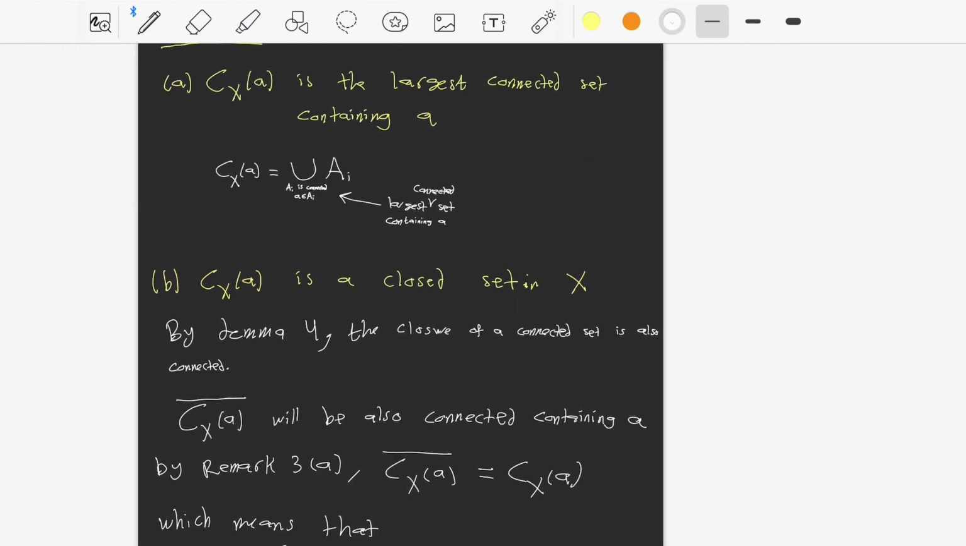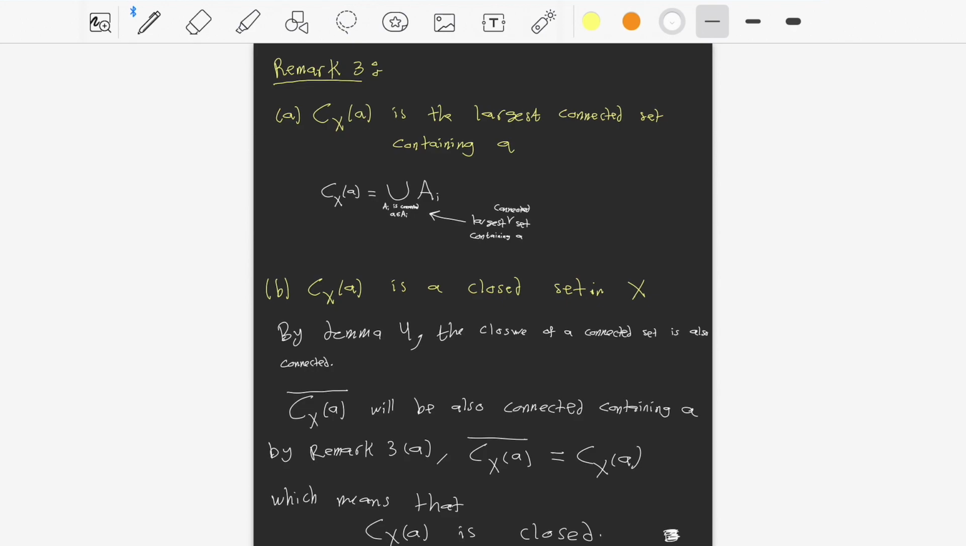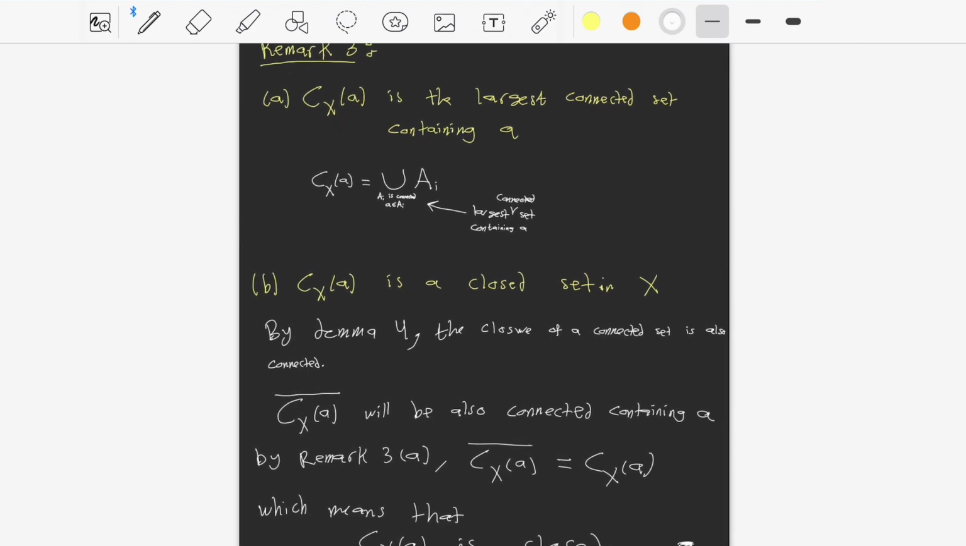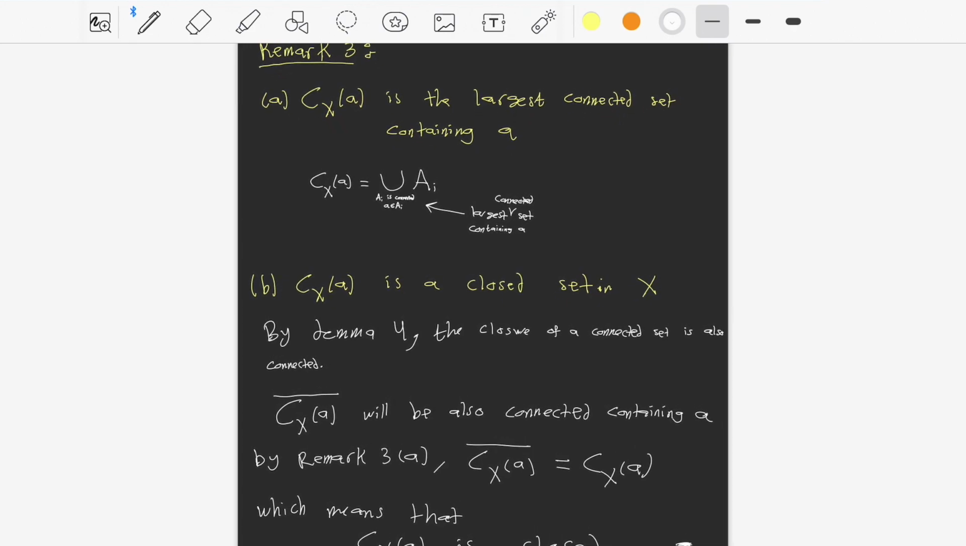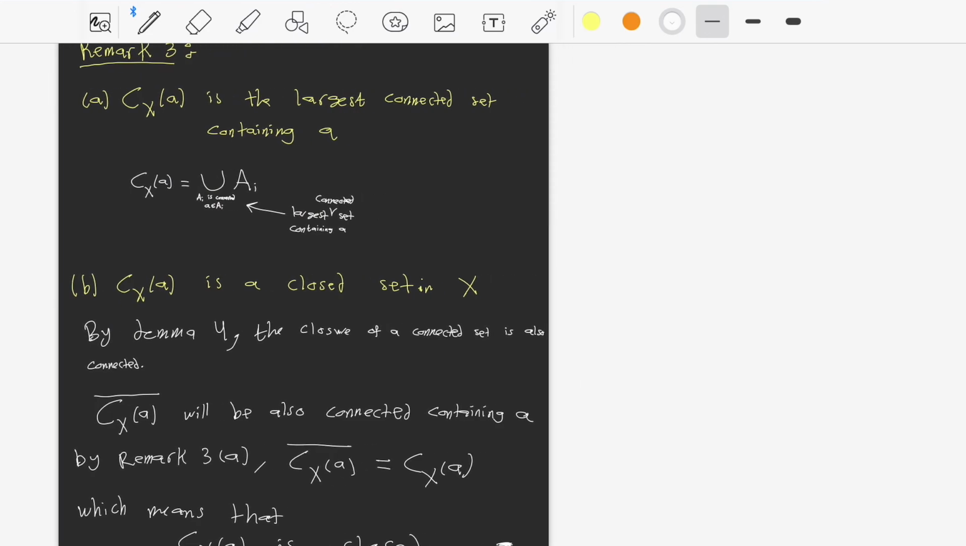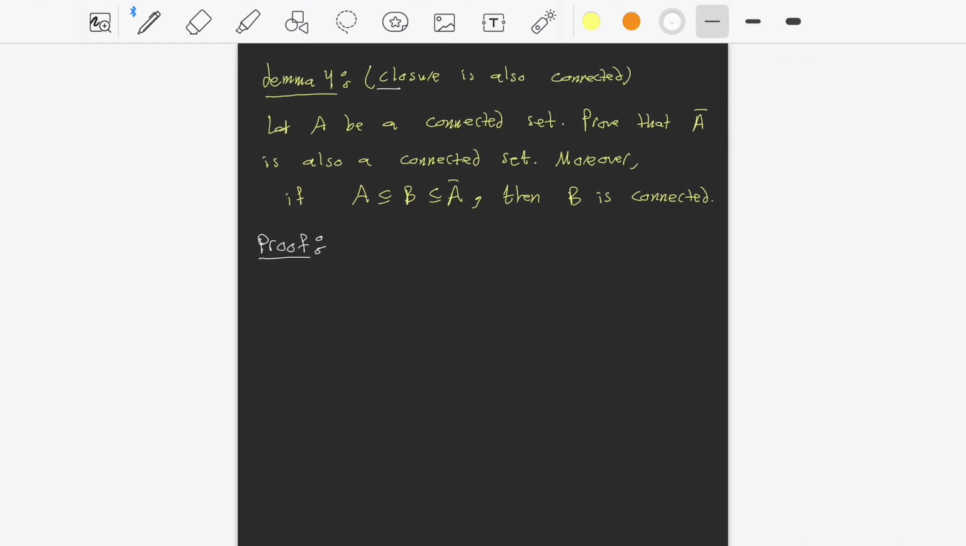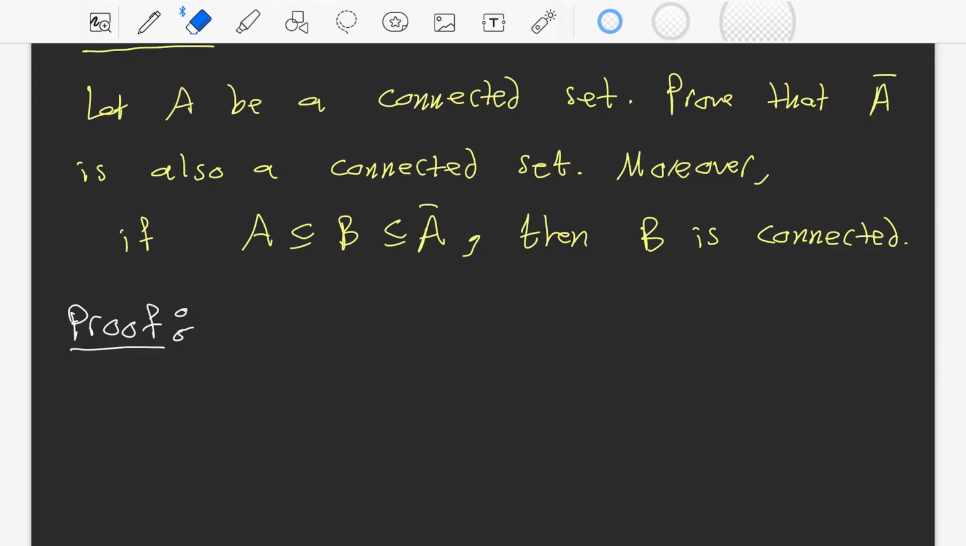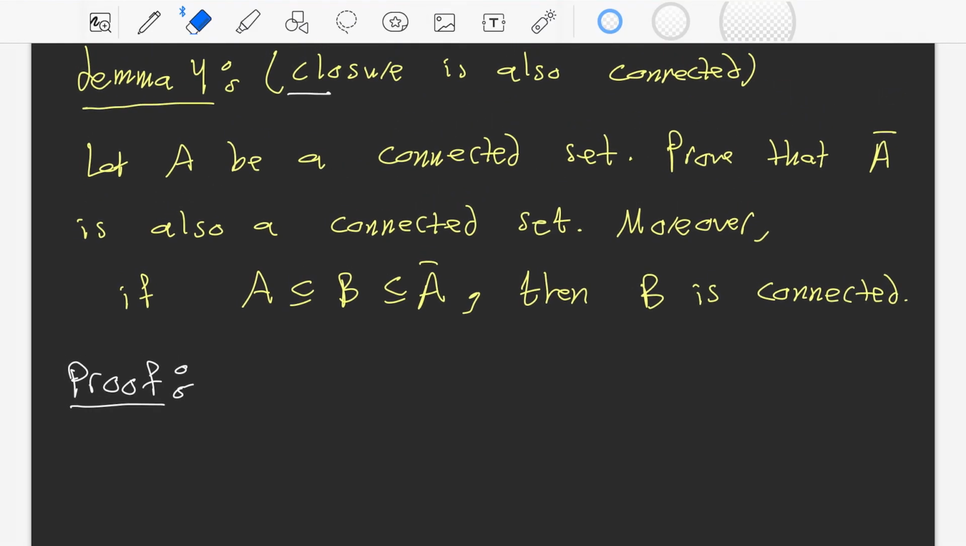So that's how we do it. Please have a look at this one before we go ahead and we prove lemma number 4. What we have learned so far is the connected component is the largest connected set containing A, and it's closed because the closure will also be connected containing A, so they must be equal. Next we will prove lemma number 4, which is the closure of a connected set is connected.